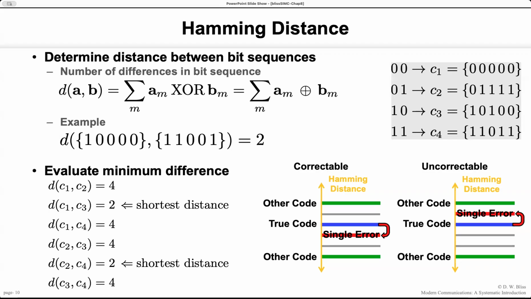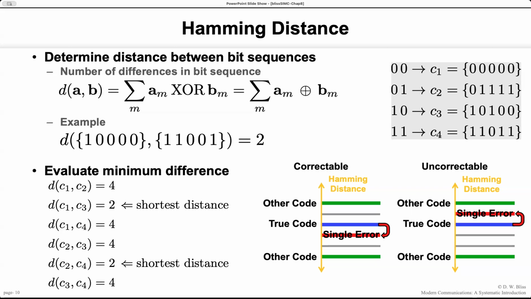Between 2 and 4, we see the first column, they got 0 versus 1, 1 versus 1, 1 versus 0, so that's 2, and then 1 versus 1 and 1 versus 1. So the Hamming distance between code word 2 and code word 4 is 2. And between 3 and 4, it's also 4.